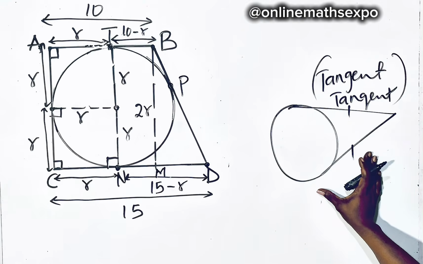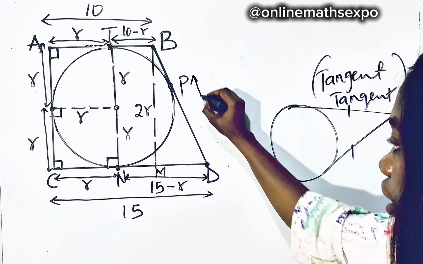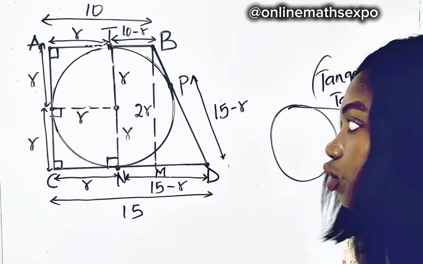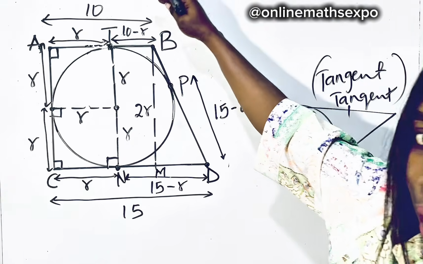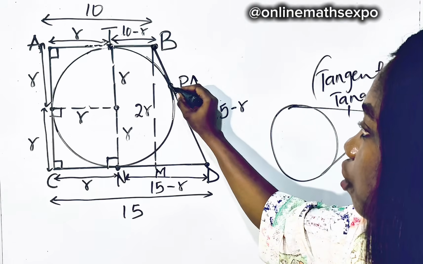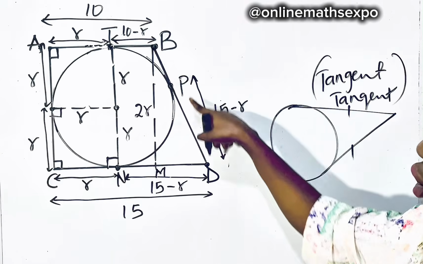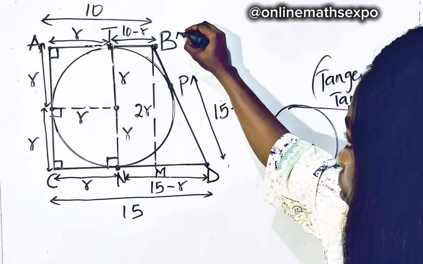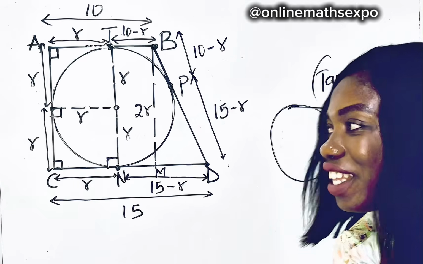Did you see that? In that case, line ND is given as 15 minus R. Then line PD is also going to be 15 minus R. What should we do next? Go back, you also see we can establish this theorem at this upper part. Look at this upper part from T to B and then from B to P. You see that line TB should also be equal to line BP, obeying this theorem. So this length is also going to give us 10 minus R.